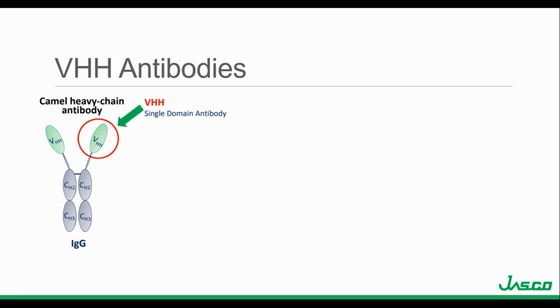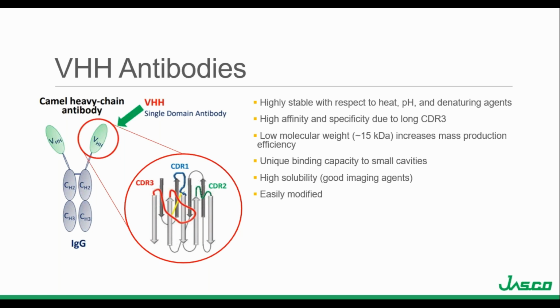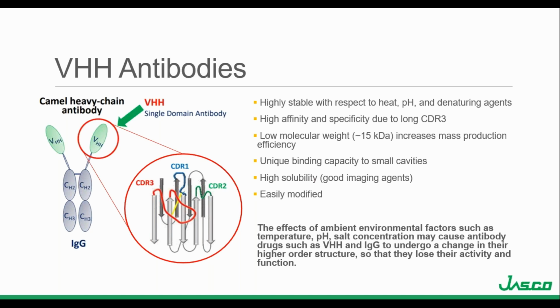VHH antibodies are heavy chain antibodies corresponding to variable IgG domains. They are highly stable with respect to heat, pH, and denaturing agents. They have a high affinity and specificity. They have low molecular weight, which increases the mass production efficiency. They have a unique binding capacity to small cavities, and they are highly soluble and easily modified.